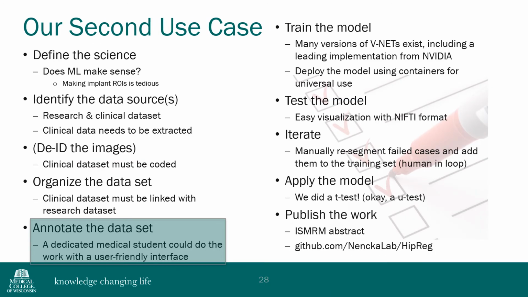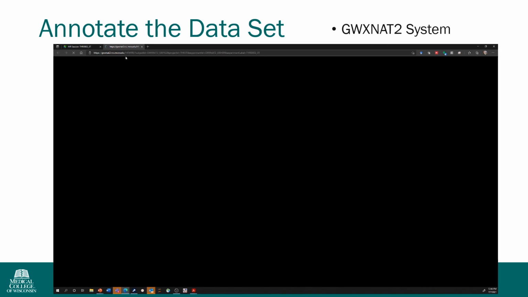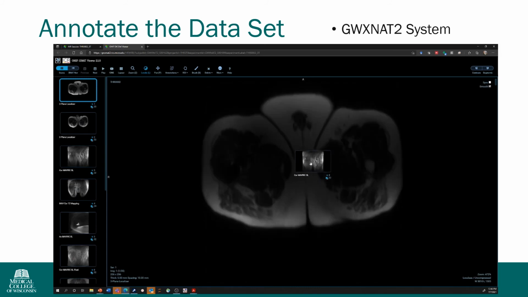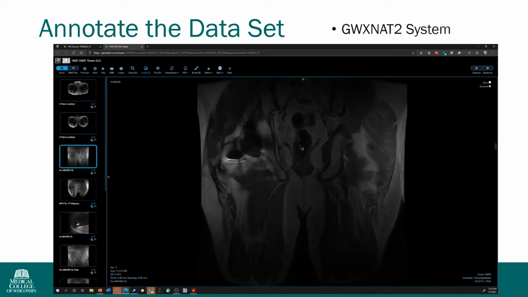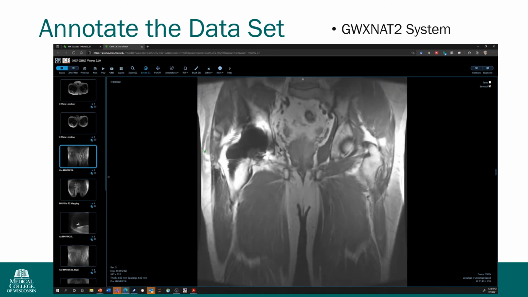Once the data is organized, then the real fun of annotation can begin. Annotation of the data set can actually occur in the GWXNAT2 system. So I have a video screenshot of it here. Once you're in the subject, you can go to the view session, which will open up the OHIF viewer. On the left of it are going to be the number of series that are in your acquisition. You can drag one of those series into the viewer. And in the viewer, you can scroll through the images and change your window level and contrast as you can in most DICOM viewers.